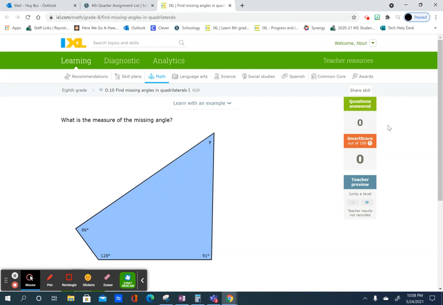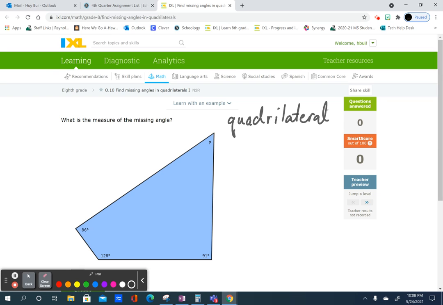This is O.10, Find missing angles in quadrilaterals. All right. So a quadrilateral is any shape that has four sides. It's a big word. It might be intimidating. Quadrilateral. The first part, quad, just means four, and the lateral part means side. So it's any shape with four sides.